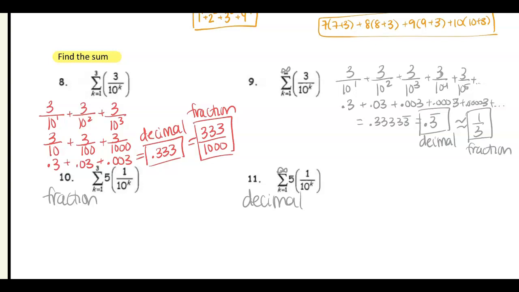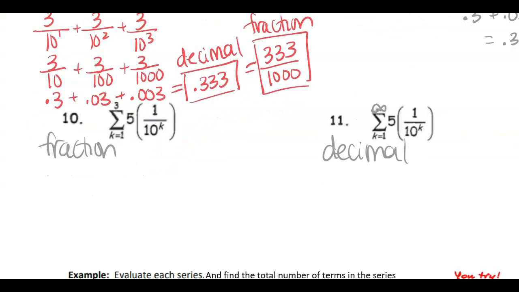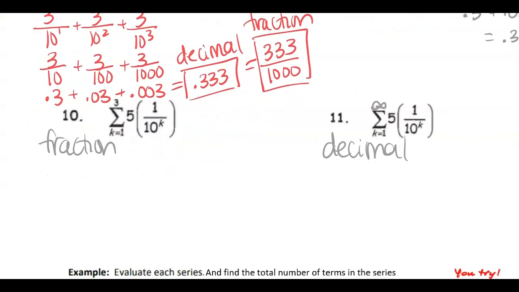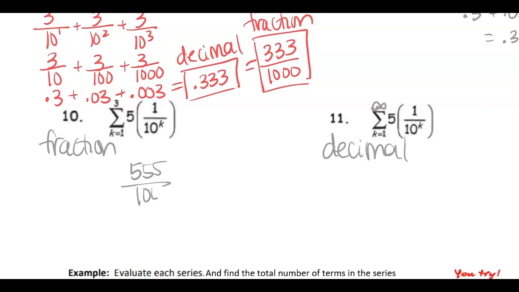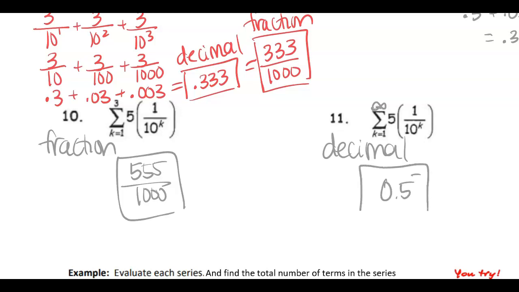For question 10, I have all of the work posted on your class website, so just be patient, check it later if you need to. But your fraction answer for this question should have been 555 over 1,000. And the decimal answer for question 11 should have been 0.5 repeating. So 0.5 repeating for number 11. All right, we're almost done, guys. Let's look at the last couple of questions.